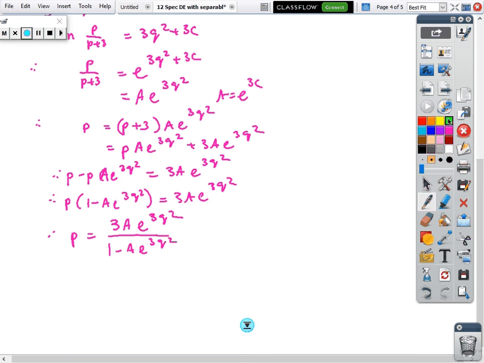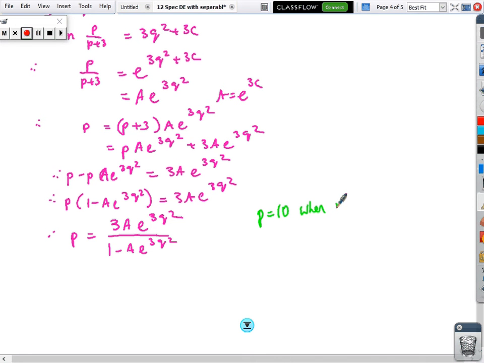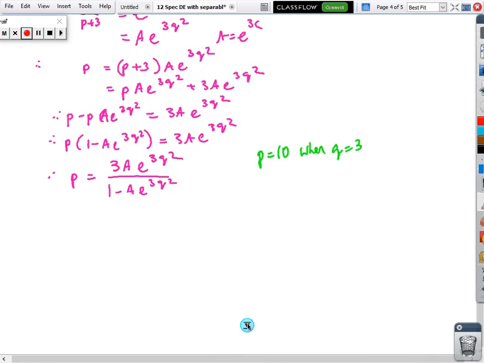So at the start it was P equals 10 when Q equals 3. So 10 equals 3A e to the 27 over 1 minus A e to the 27. So 10 bracket 1 minus A e to the 27 equals 3A e to the 27.